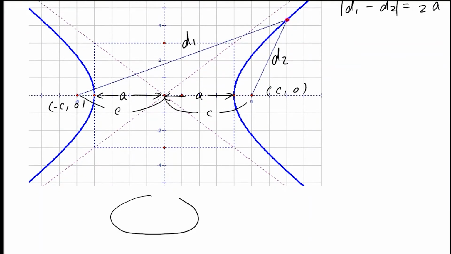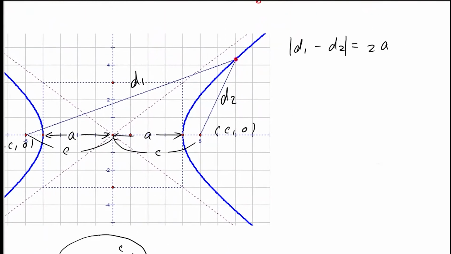In case of the ellipse we had yesterday, let's talk about this, right? This is C, and this was A, right? Center to the vertex, center to the focus. In this case, C is shorter than A. You know what I'm saying?